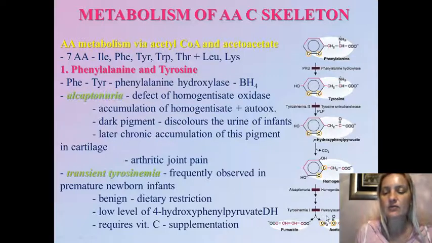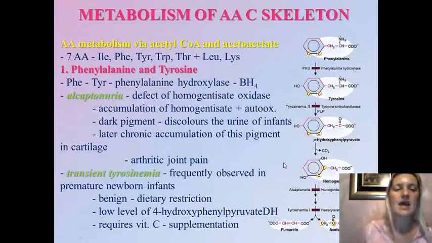intermediates, and then the reaction is catalyzed by fumarylacetoacetate hydrolase to finally produce fumarate and acetoacetate, which is a ketone body. Several disorders arise from a deficit of certain enzymes of this pathway, so let's list some of them.